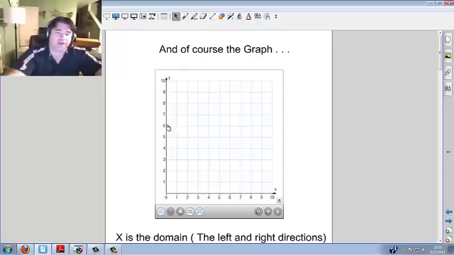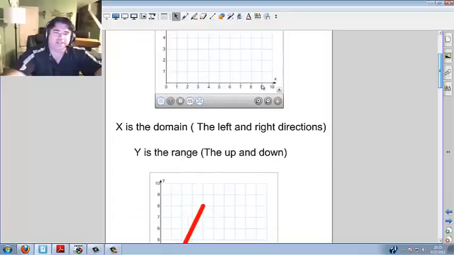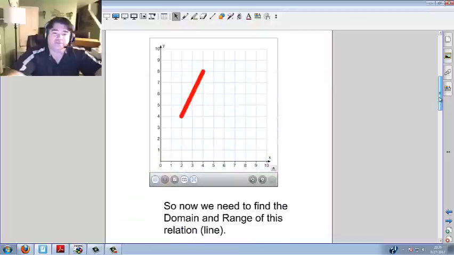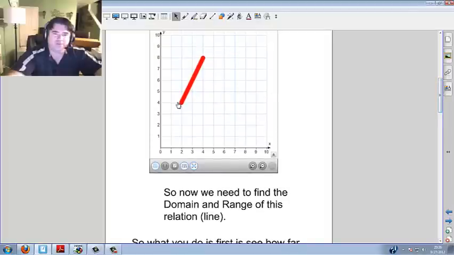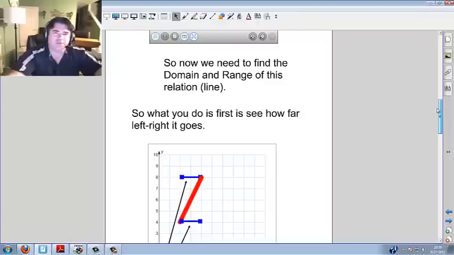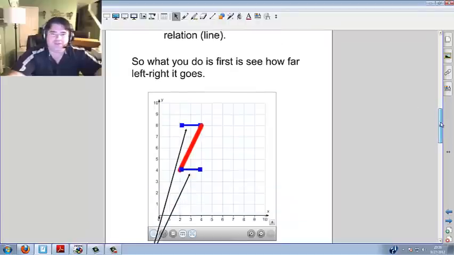And of course, you have the graph. So X is the domain, which is the left-right. Y is the range. If you take a look here at the x value, x starts at 2 and goes to 4. And the y value goes from 4 all the way up to 8. We'll cover that here in a second. So we need to find the domain and range. We kind of covered that.